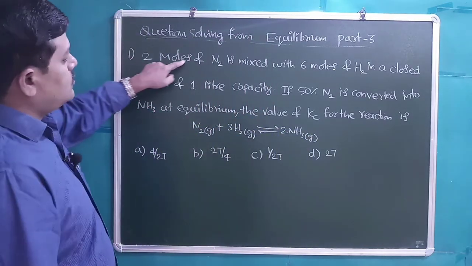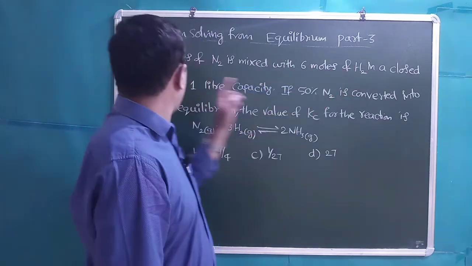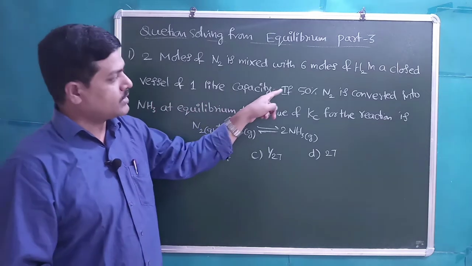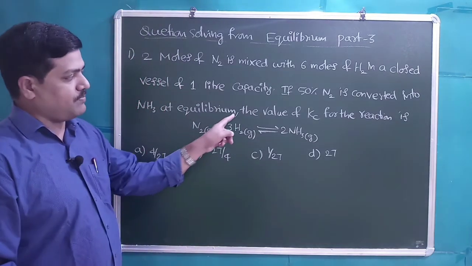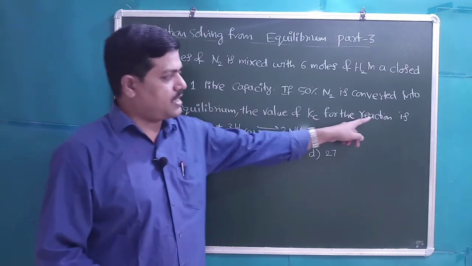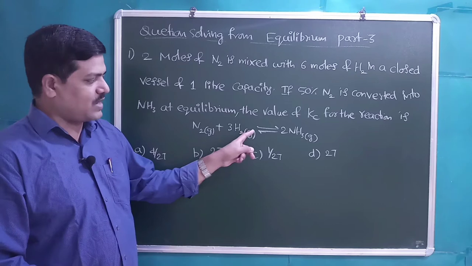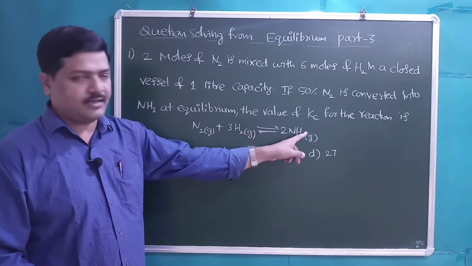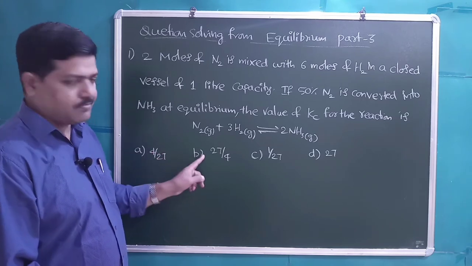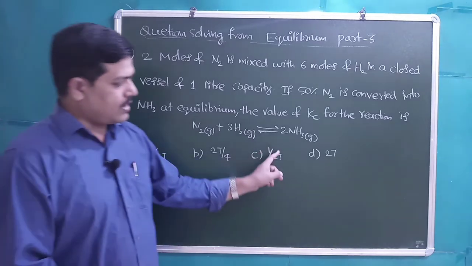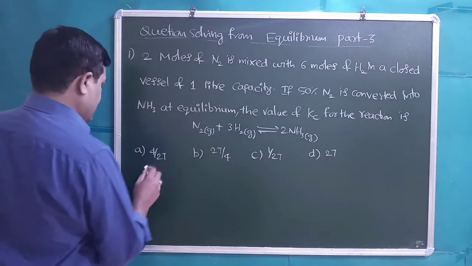First question: 2 moles of N2 is mixed with 6 moles of H2 in a closed vessel of 1 liter capacity. If 50% N2 is converted into NH3 at equilibrium, the value of Kc for the reaction is. The equation is given as N2 gas plus 3H2 gas, in equilibrium with 2NH3 gas. Four options are given: option A 4 by 27, option B 27 by 4, option C 1 by 27, option D 27. Let us rewrite the equation.